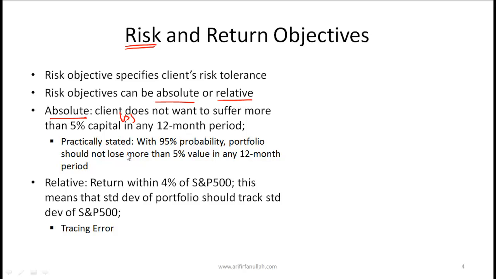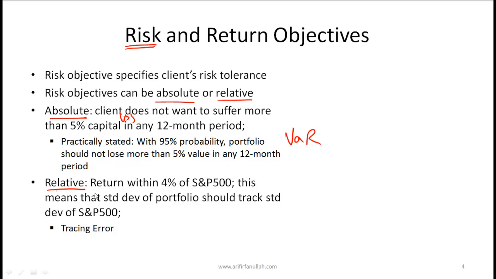So practically this might be stated as follows: with 95% probability the portfolio should not lose more than 5% in value in 12 months. Later on you will discover that this sounds a lot like value at risk, but essentially this is all you need to know right now in terms of how to express a risk objective in absolute terms. Risk objectives can also be stated in relative terms.